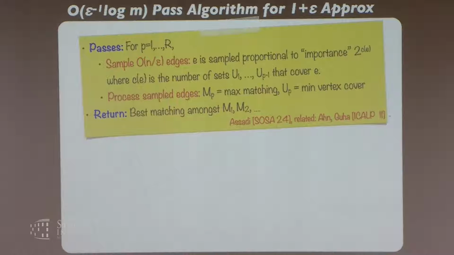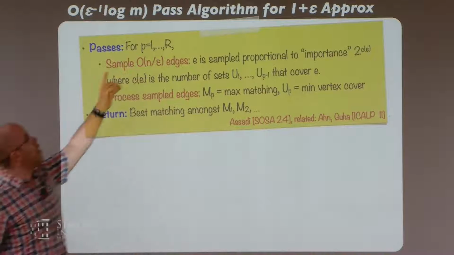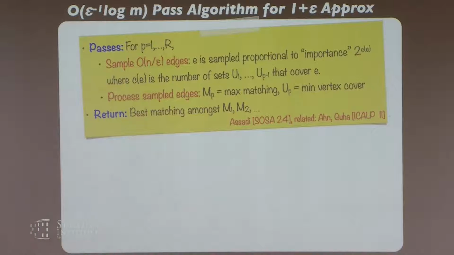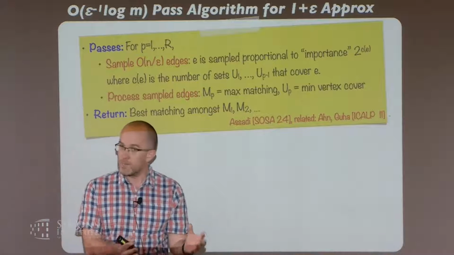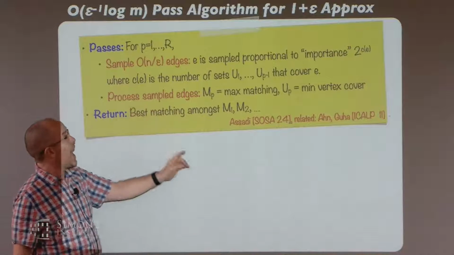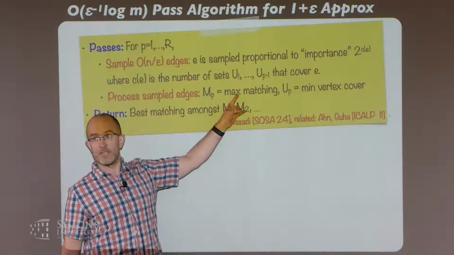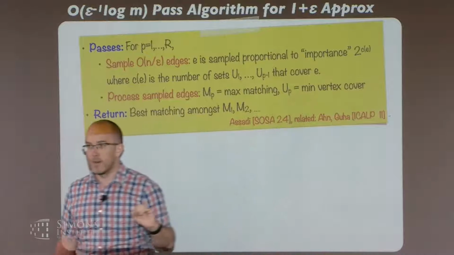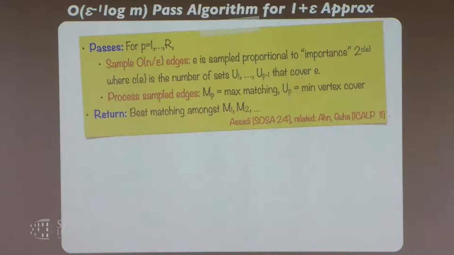So this is an algorithm, or this is a result by Sepehr Assadi et al. It's going to use R passes. And in each pass, what you're going to do is sample n over epsilon edges as you go through your stream. At the end of the pass, you're going to compute a maximum matching amongst the sampled edges and a minimum vertex cover amongst the sampled edges.